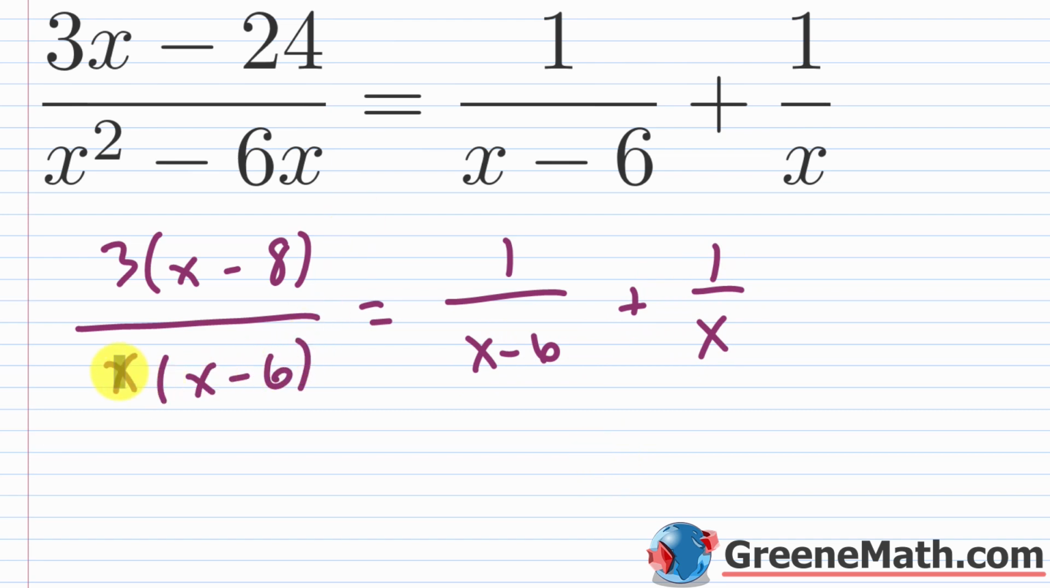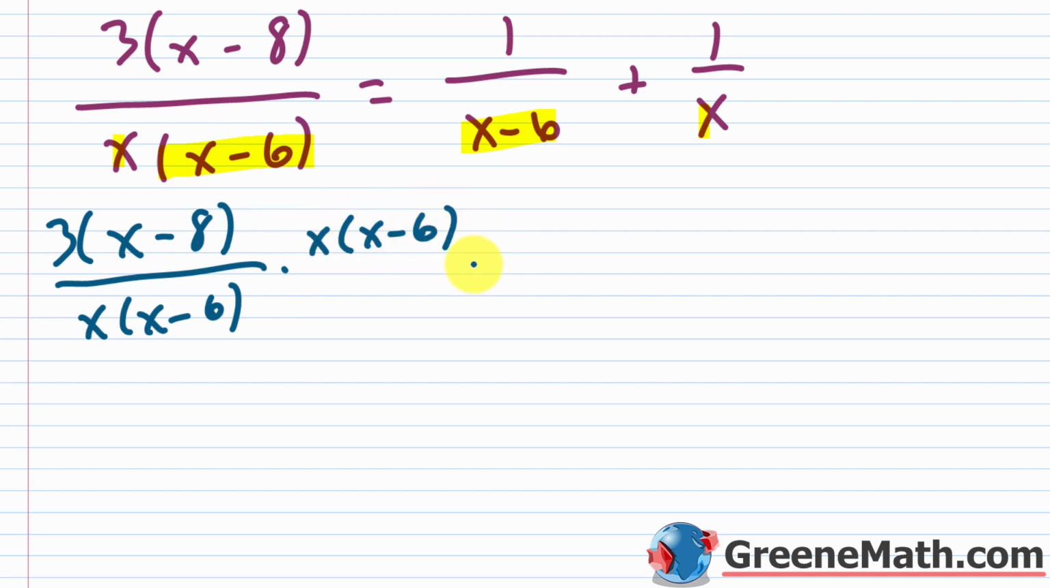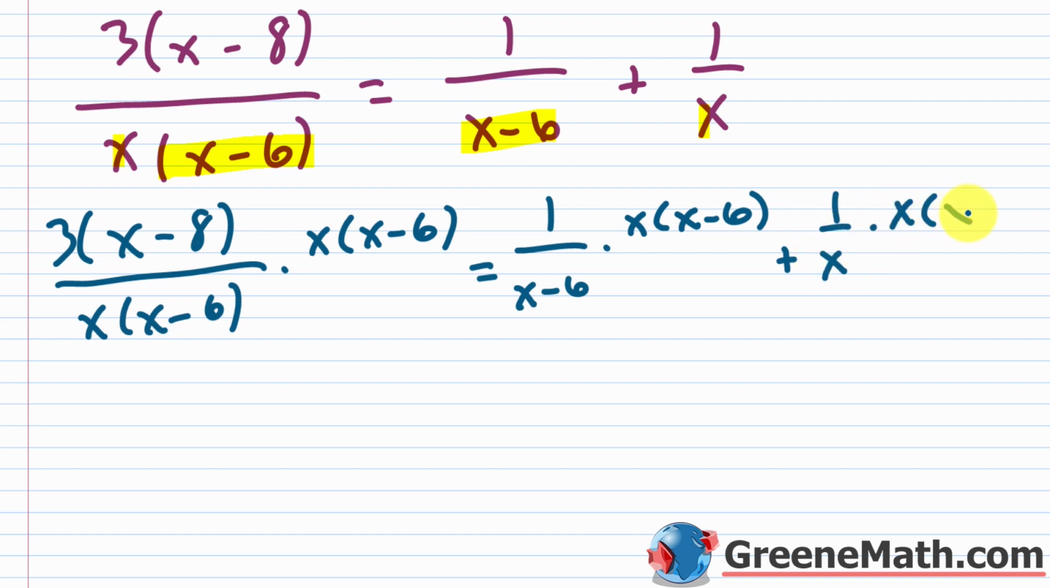Well, you see that here you have x and here you have x. Then here you have the quantity x minus 6 and here you have the quantity x minus 6. So your LCD is just going to be x times the quantity x minus 6. Okay, so let's write 3 times the quantity x minus 8 over x times the quantity x minus 6, and then times x times the quantity x minus 6. Then this equals 1 over x minus 6 times x times the quantity x minus 6, plus 1 over x times x times the quantity x minus 6. This will cancel with this, and so I'm left with 3 times the quantity x minus 8.